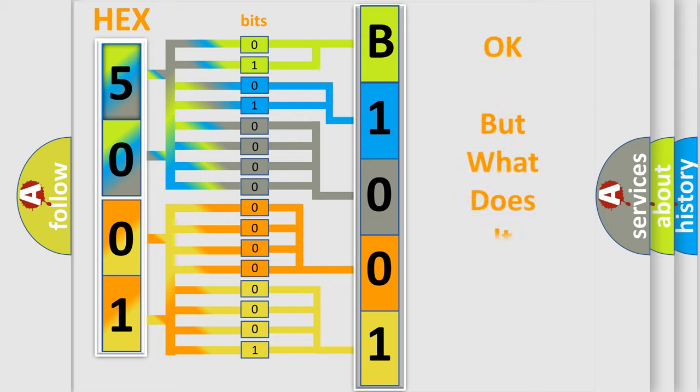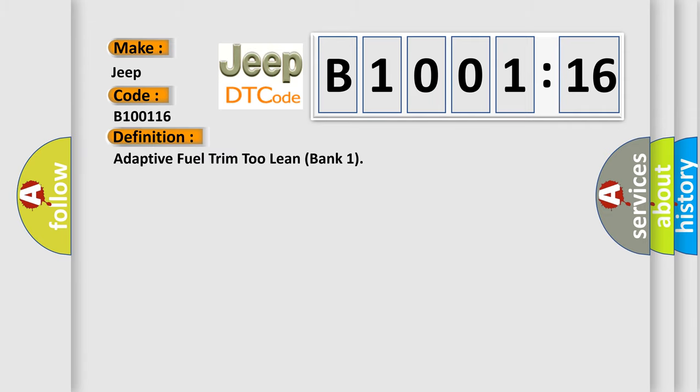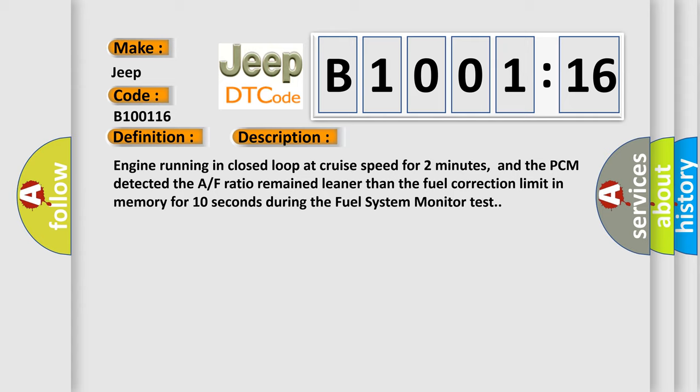The number itself does not make sense to us if we cannot assign information about what it actually expresses. So, what does the Diagnostic Trouble Code B1001-16 interpret specifically for Jeep car manufacturers? The basic definition is adaptive fuel trim too lean bank 1. And now this is a short description of this DTC code. Engine running in closed loop at cruise speed for 2 minutes, and the PCM detected the AF ratio remained leaner than the fuel correction limit in memory for 10 seconds during the fuel system monitor test.